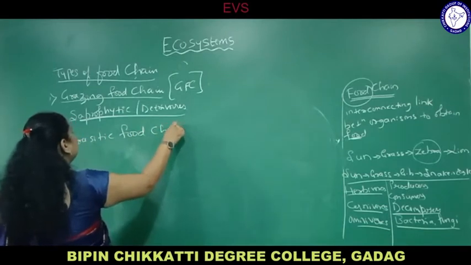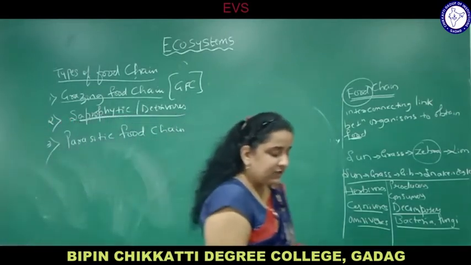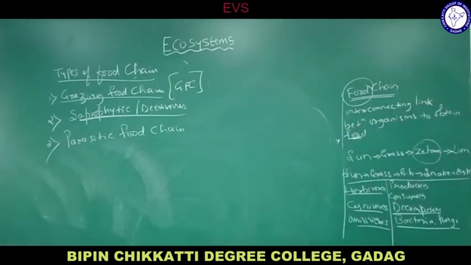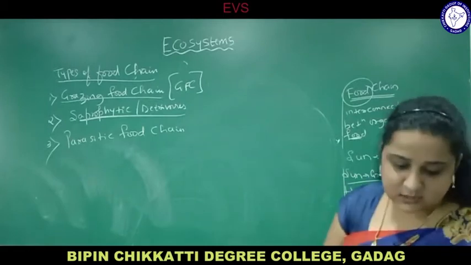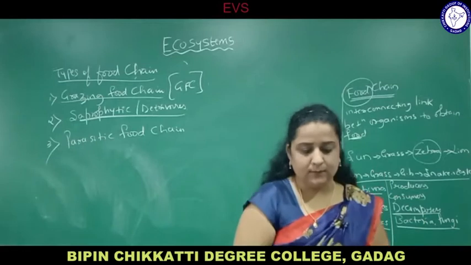Parasites are the organisms which depend on the host to obtain their nutrition. They may be ectoparasitic or endoparasitic, so there are different types of parasites, ecto and endoparasites. A parasitic food chain is one which depends on the host organism to consume its food.